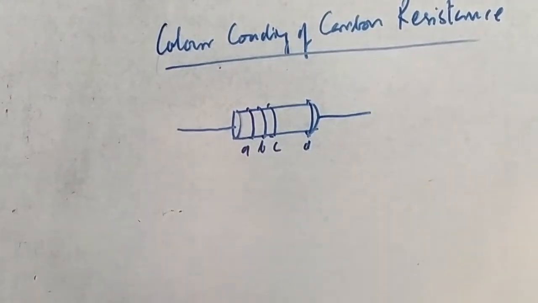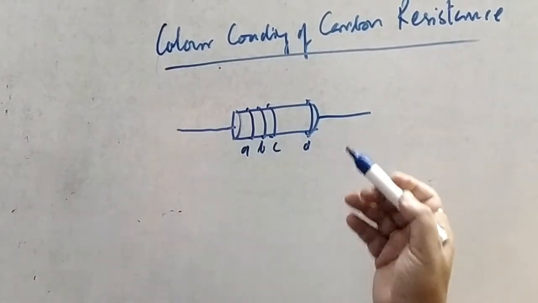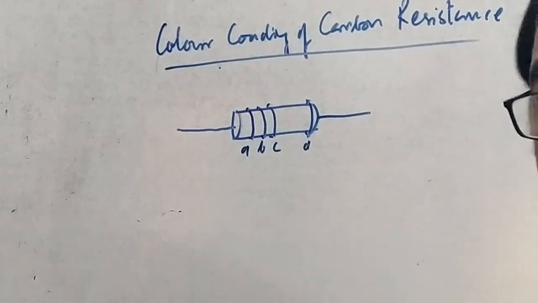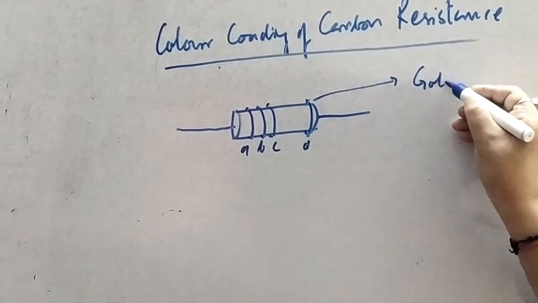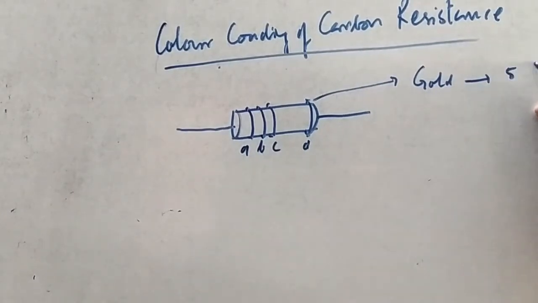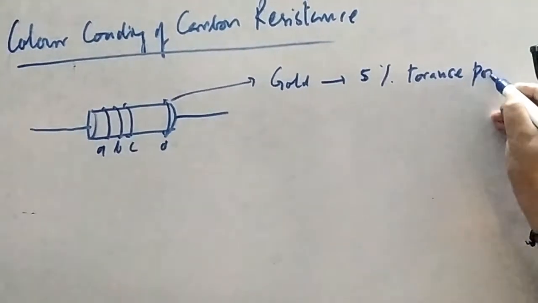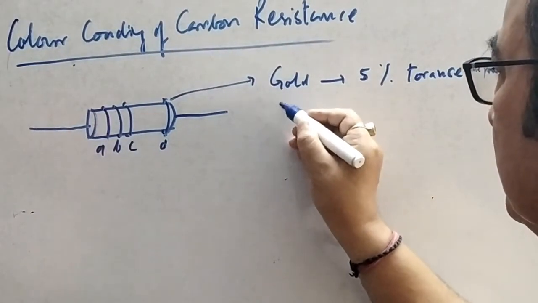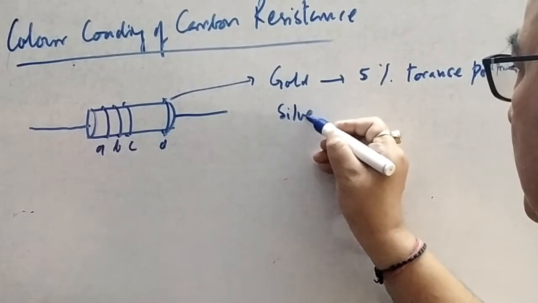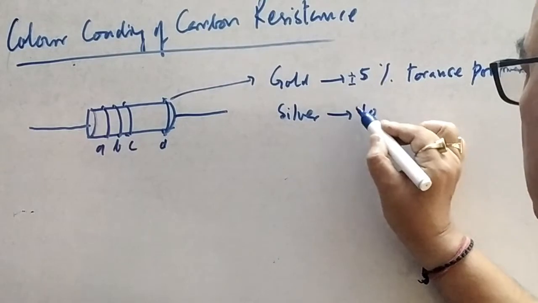It has only limited colors, either gold or silver, or no color. If it has gold, then its tolerance power is 5%. If it is silver, then it is 10% plus minus, of course.